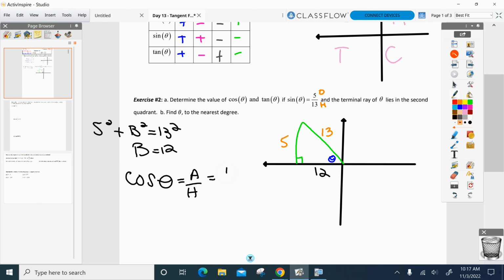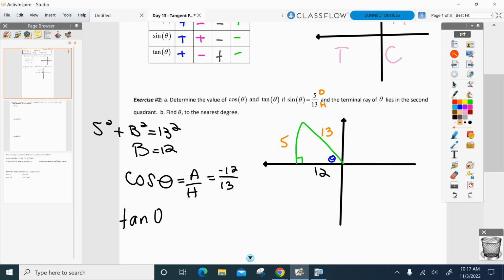Okay, 12 over 13. Now again, I cringe every time because this is where you've got to be on top of your game. What quadrant am I in? Two, and I found cosine. What should I know about my answer? It should be negative. So whether you put it at the beginning, Aaron, like you were telling me to do, or you remember it at the end. Find tangent.